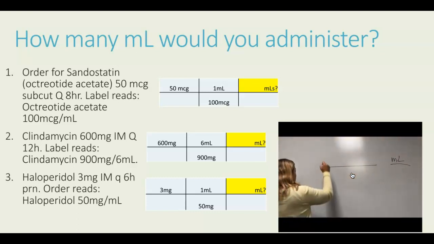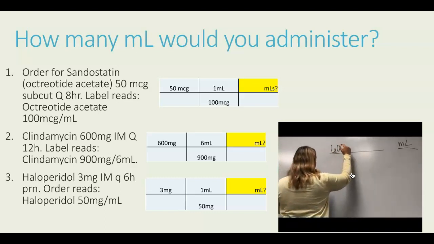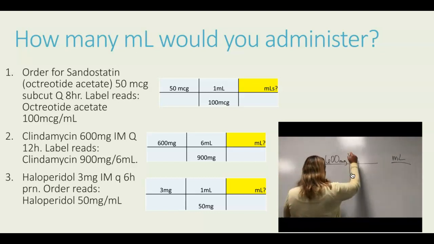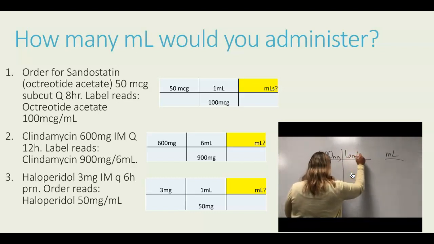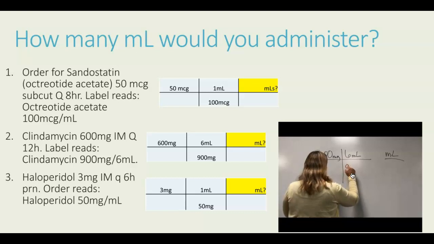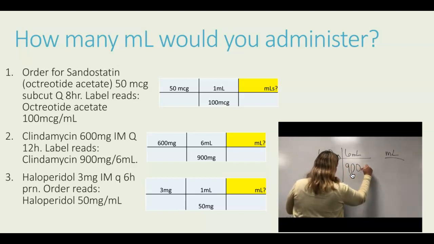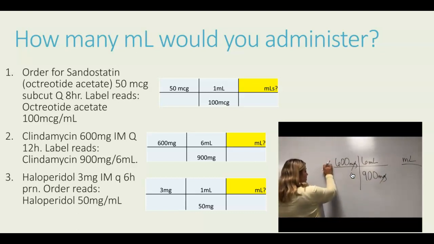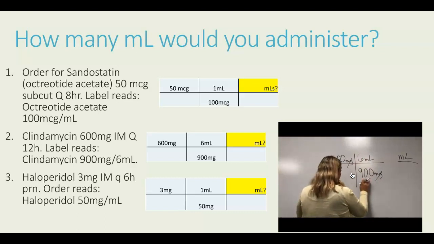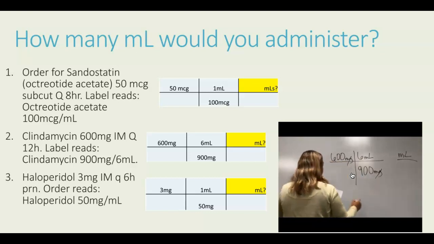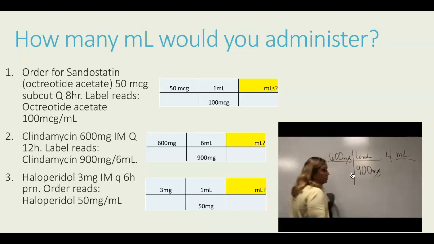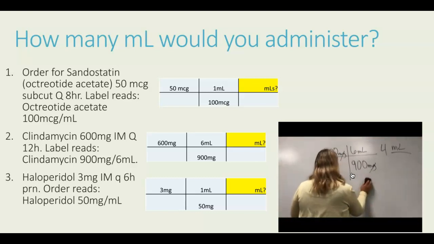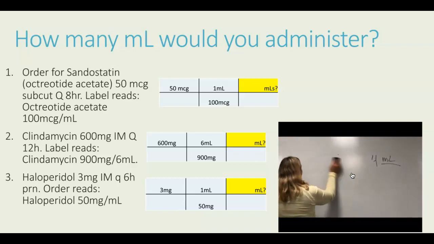All right, so the order is for 600 milligrams, and it is supplied by pharmacy, 6 mL, and it comes at 900 milligrams. So my milligrams, that unit is going to cancel out. 600 times 6 divided by 900, and your answer will be 4 milliliters. Okay? All right, we've got one more problem on this slide to work through.